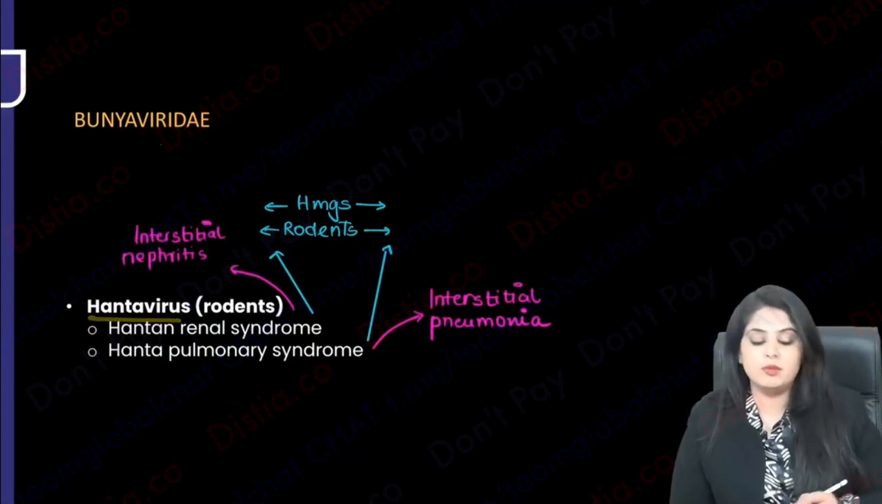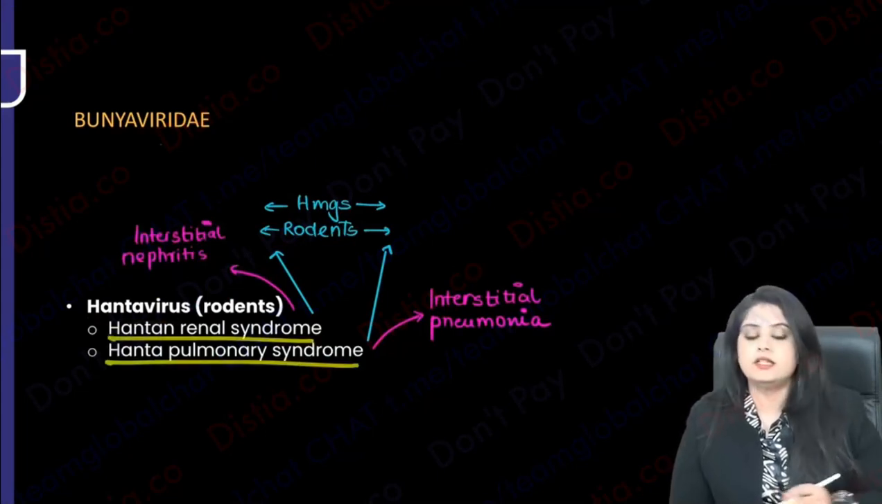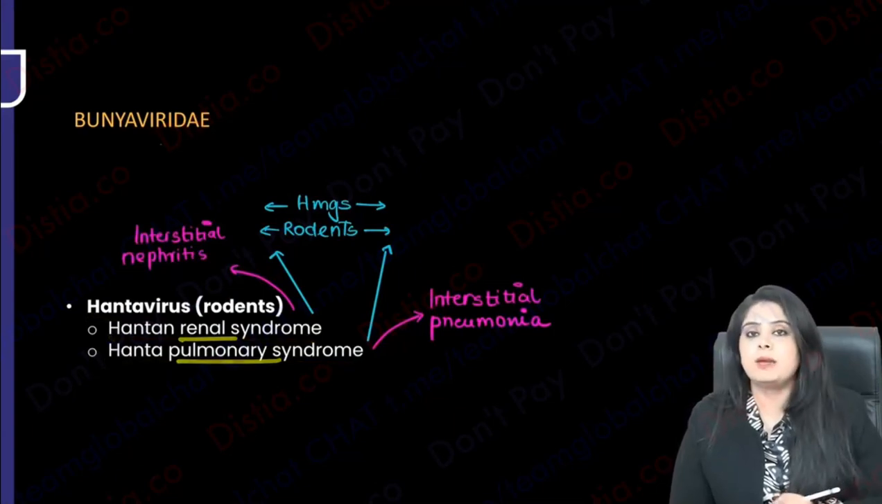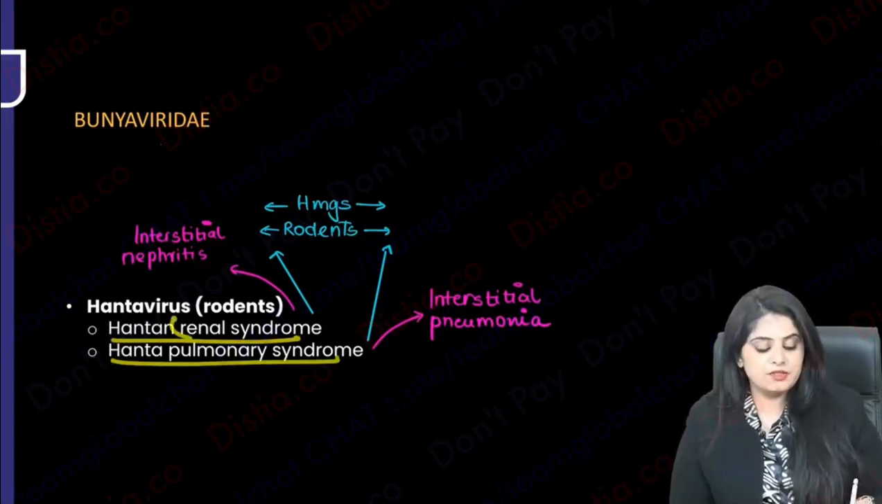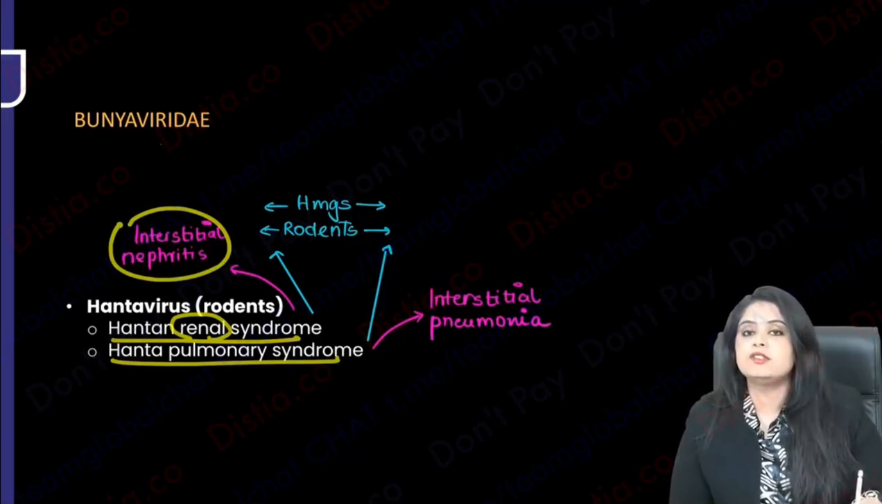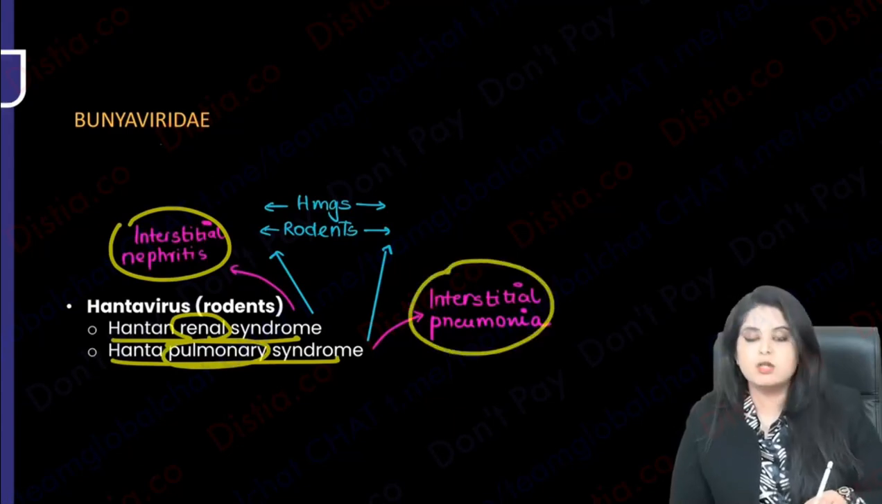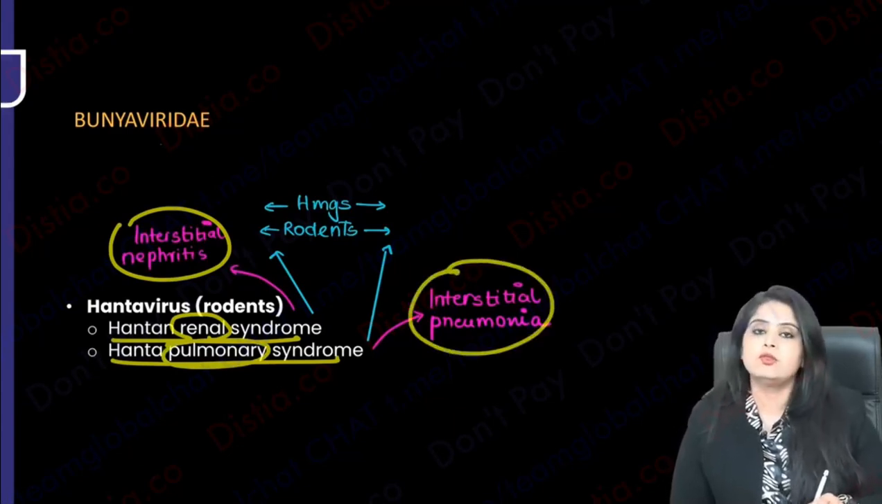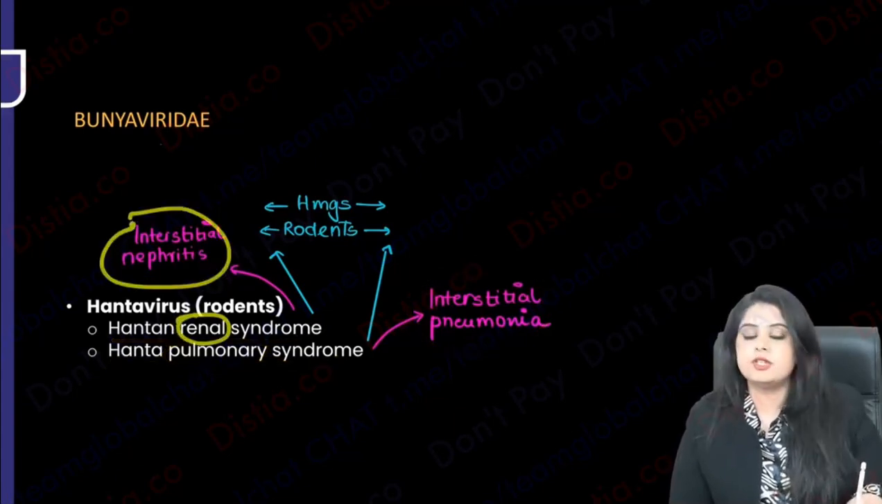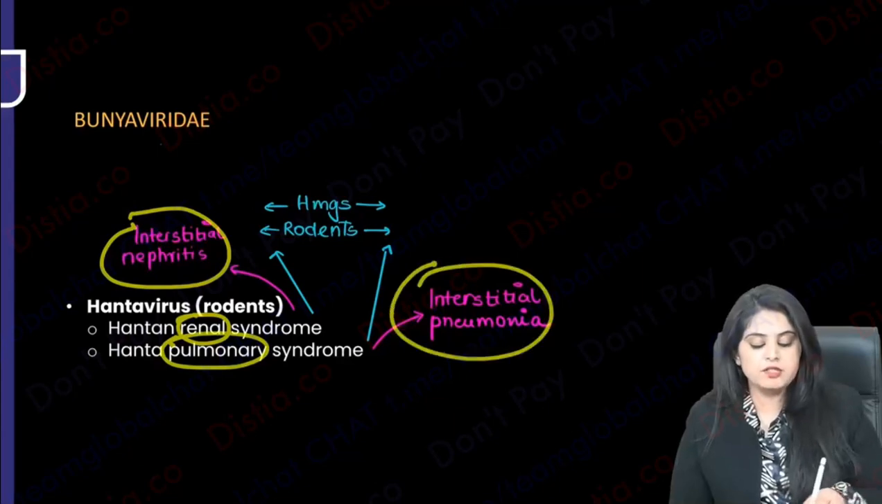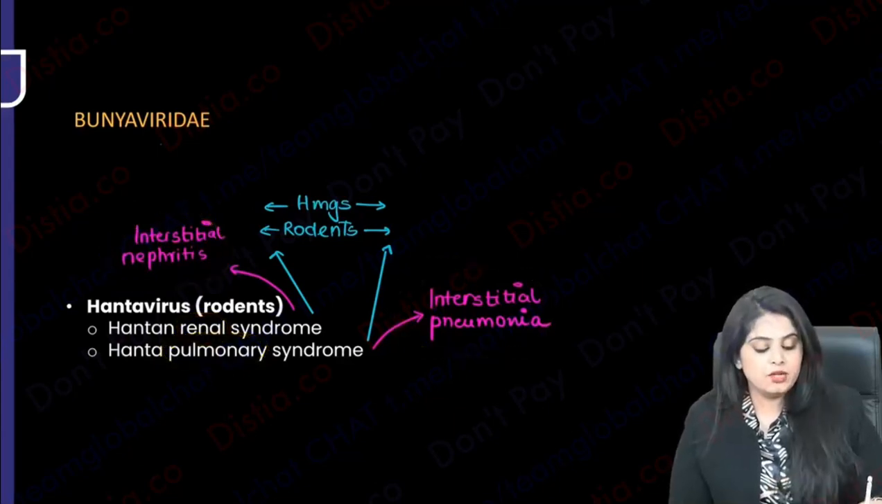Coming to the last one, it is going to be the hantavirus. Hantavirus has something common. There are two hanta related things. One is the kidney one and one is pulmonary, right? This is known as the hanta renal syndrome. This is the hanta pulmonary syndrome. So when it happens in the kidney it causes interstitial nephritis, and in the lungs what will it cause? It will cause interstitial pneumonia. So both have interstitial. Repeating, in the kidney it causes interstitial nephritis, in the lungs it causes interstitial pneumonia, and it is going to be hantavirus.